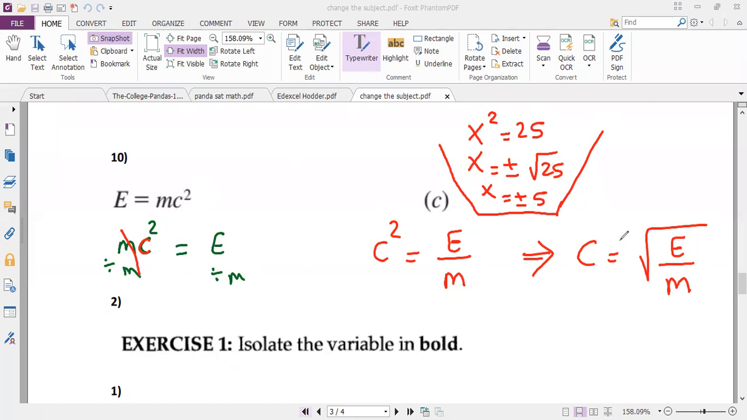But in this case, we write only the positive square root because this equation we know as E equals MC squared. M is always positive and C is always positive. So C equals the square root of the value E over M because C squared equals E over M. So C only equals the square root of E over M.